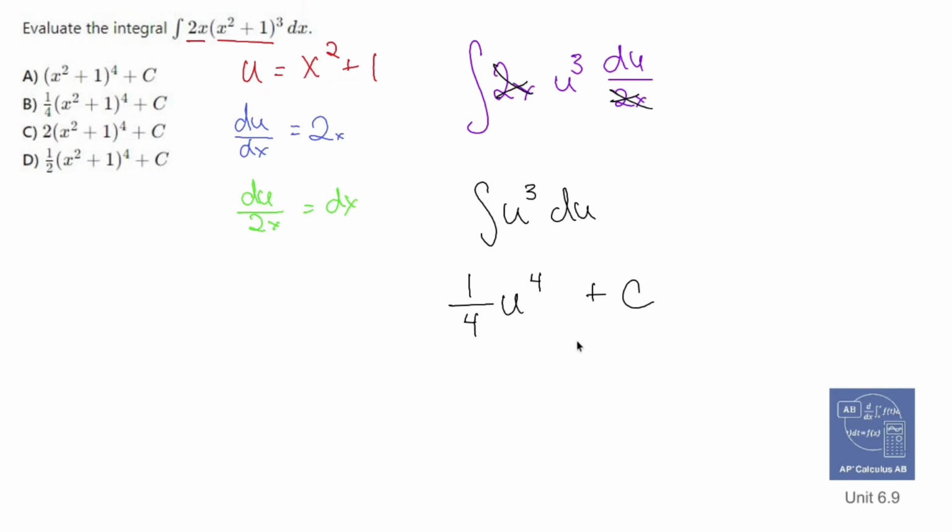Now I'm not done, because my original problem didn't contain u. I called u x squared plus 1, so I need to plug back in x squared plus 1, so I get 1/4 x squared plus 1 to the fourth power plus c, which is going to be b. All right? U substitution. Fun, fun, fun, fun, fun for the whole family.